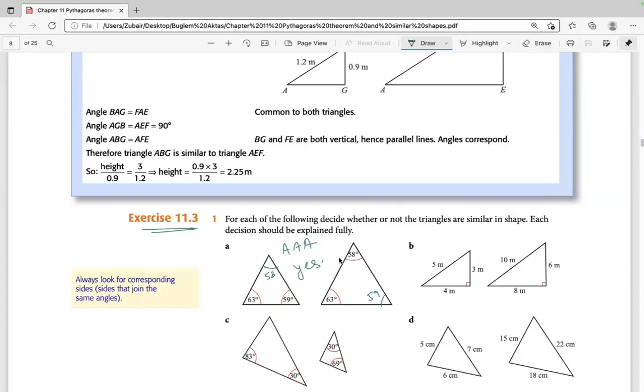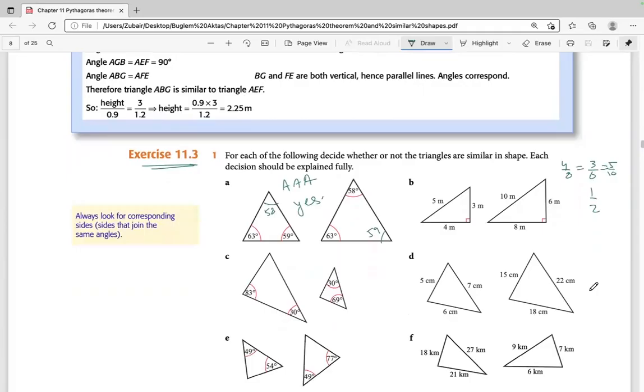What about B? Is it similar? Yes, because of the measurements. For example, 5 to 10 is times 2, 3 to 6 is times 2, so we can say 4 by 8, 3 by 6, and 5 by 10. We can say that they are in the ratio 1:2, or we can give the statement all sides are in similar ratio.